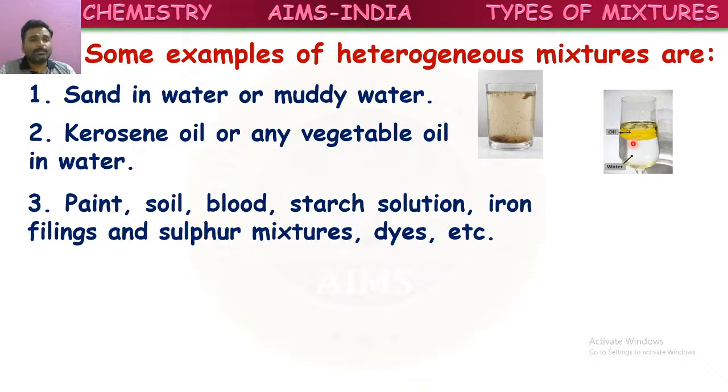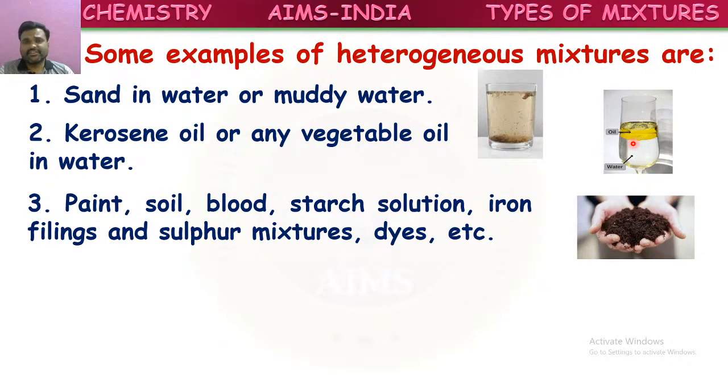Next, let us see paint, soil, blood, some solutions, iron filings and sulfur mixture, dyes. These all come under heterogeneous mixtures. Yes, the soil which we see regularly is made up of different components. If you take some soil into your hand and observe, it may contain some clay, some sand particles, some stones, some dirt particles, some pieces of wood. These all will be seen in the soil. So soil is a mixture of so many components, and these components are seen clearly, and hence it is a heterogeneous mixture.